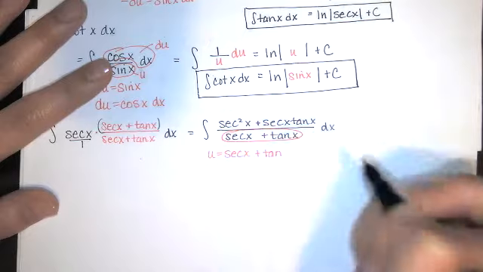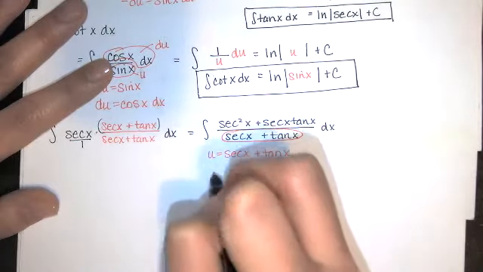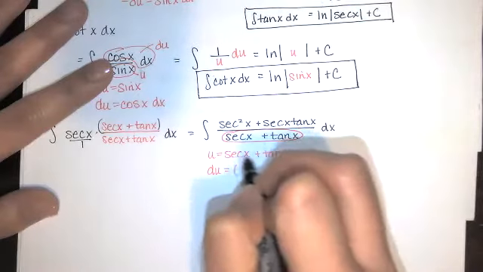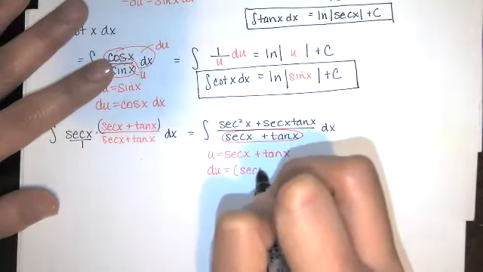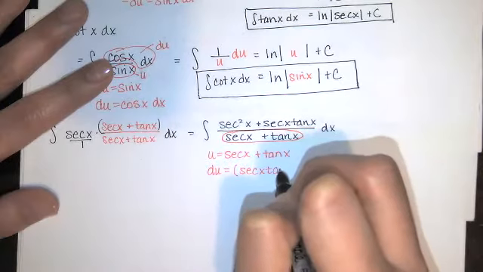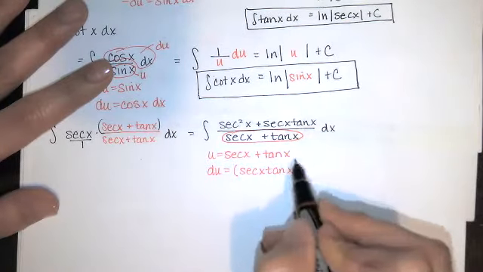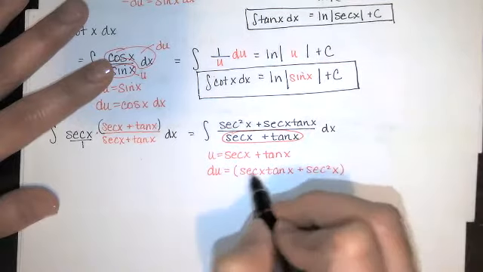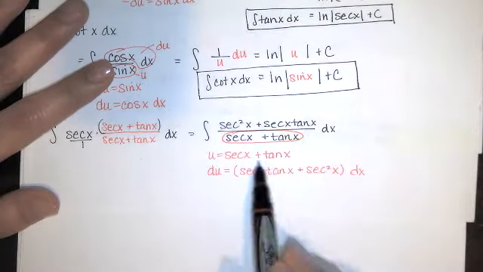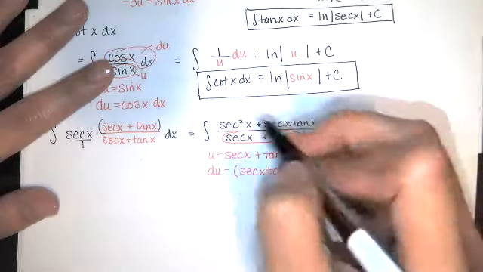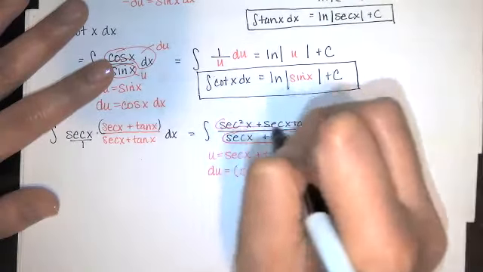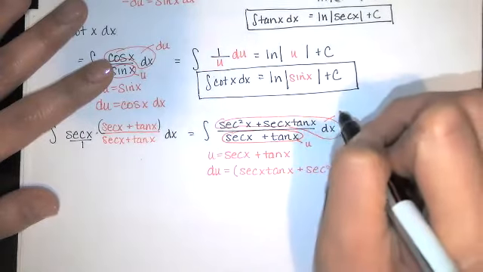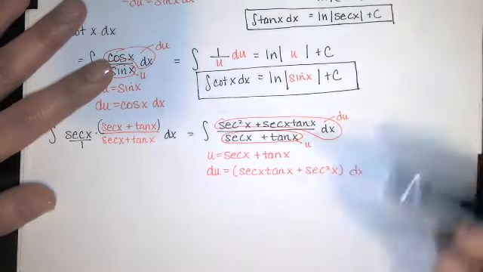If u equals secant of x plus tangent of x, du is just the derivative of that times dx. Well, the derivative of secant of x is secant of x tangent of x, and the derivative of tangent of x is secant squared x. So I end up with this times dx. That's exactly what we have in our numerator. So this becomes another 1 over u, because my u is in the denominator, times du.